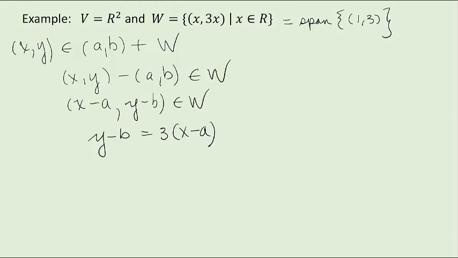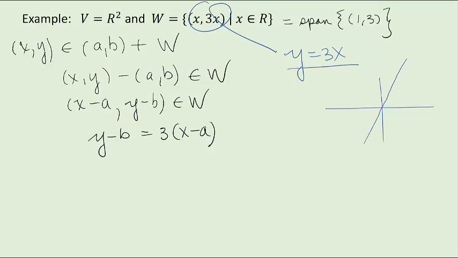Now, look at that. Compare that to up here. W is where y is equal to 3 times x. In other words, it's the line passing through the origin with slope 3. Look at this. Its cosets are simply vertical or horizontal translations of that line. In other words, they are lines parallel to it. So the cosets can be thought of as the lines parallel to the line y equals 3x.